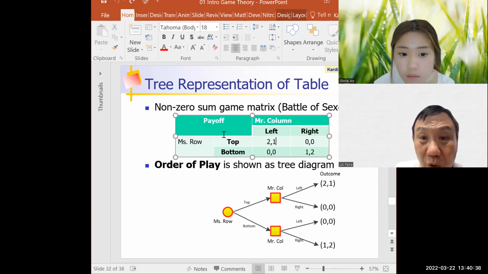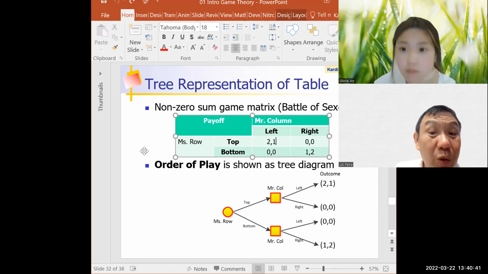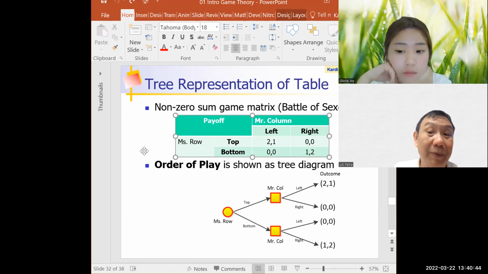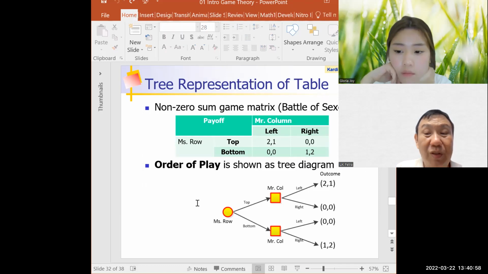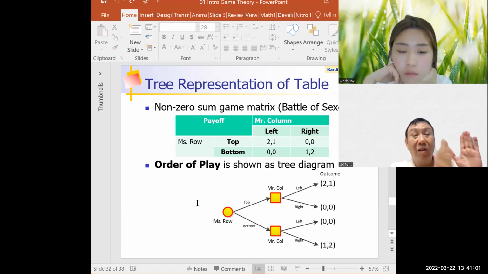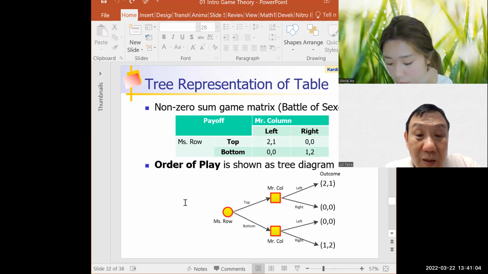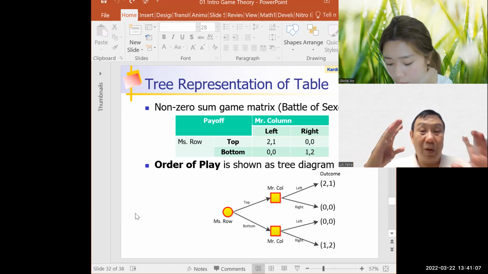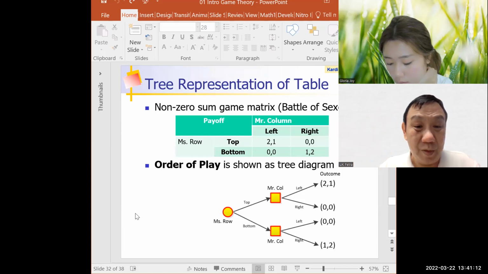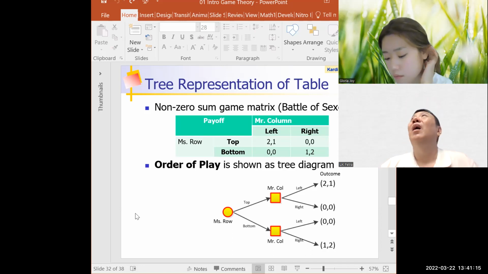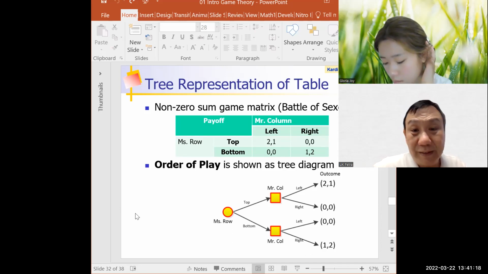So then if you want to represent this table as a tree diagram, you start with the row. Okay, so the row has two alternatives, right? Top and bottom. And then Mr. Column has two alternatives, left and right, correct? And then you show the outcomes. The first outcome is for the row, the second outcome is for the column. So you can draw a tree diagram based on the matrix. You remember that the tree diagram is more general than the matrix.